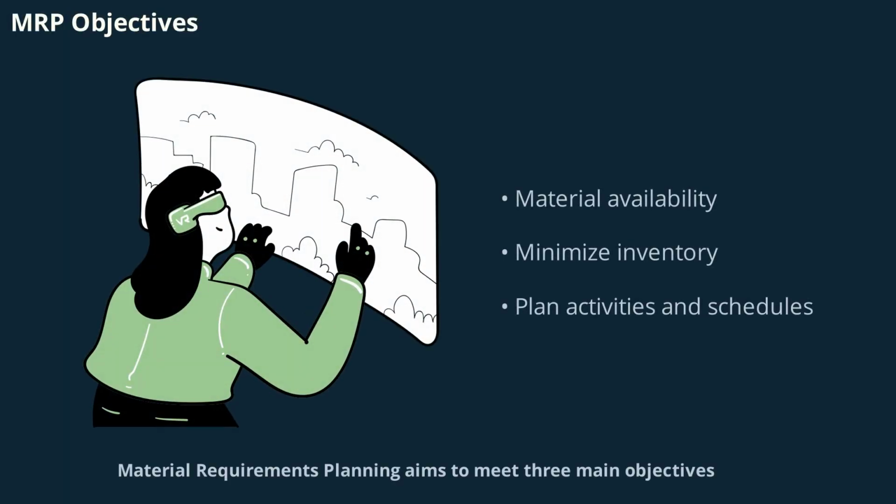Material Requirements Planning aims to meet three main objectives: ensuring material availability for production and delivery, minimizing inventory levels by ordering materials only when needed, and planning manufacturing activities and delivery schedules. These objectives help prevent production stoppages, reduce holding costs, and ensure smooth workflow and on-time delivery.